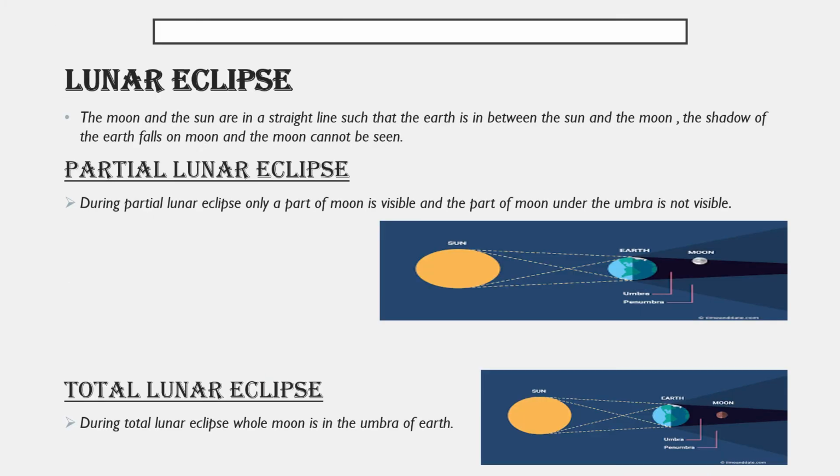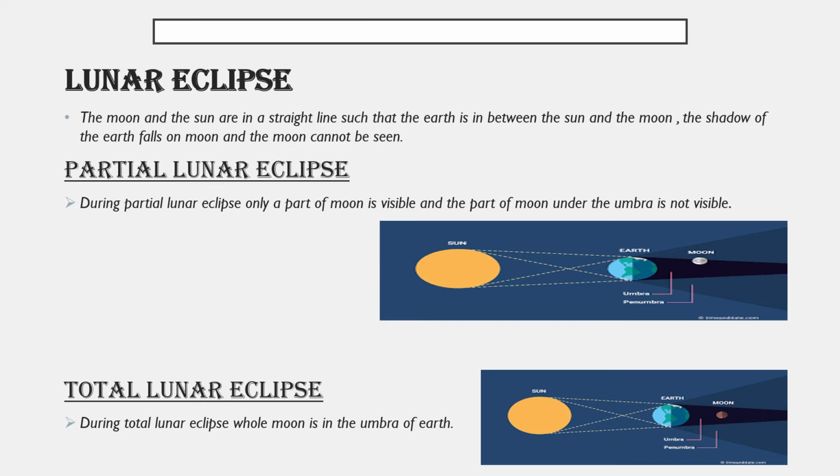Next, lunar eclipse. What is lunar eclipse? The moon and the sun are in a straight line such that the earth is in between the sun and the moon. Here you can see. The shadow of the earth falls on the moon and the moon cannot be seen.